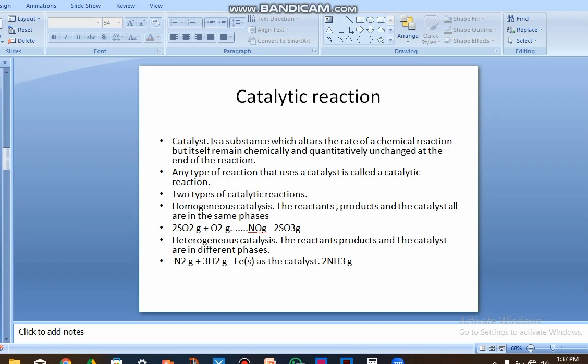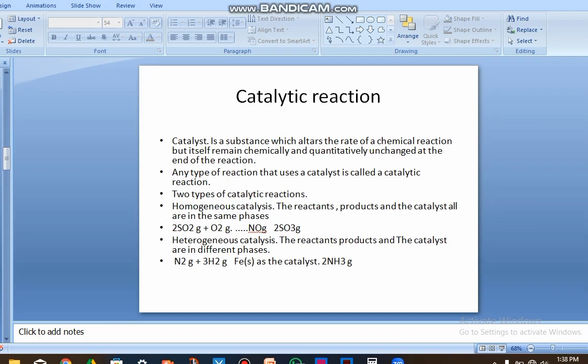Okay, so please take note of this definition. A catalyst is a substance, meaning that it will remain unchanged at the end of each reaction. So when we proceed, we understand the full meaning of a catalyst.